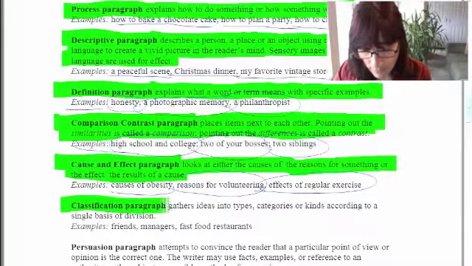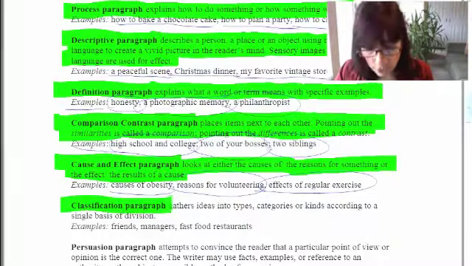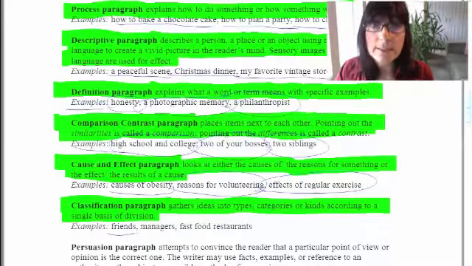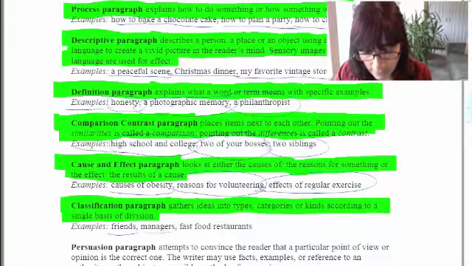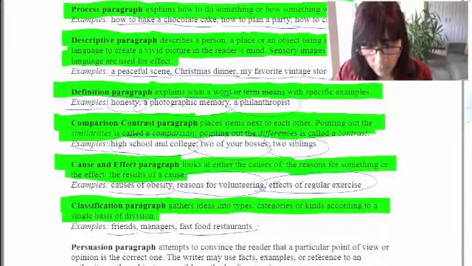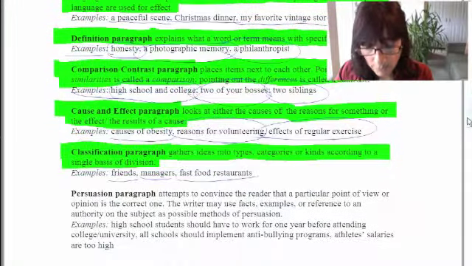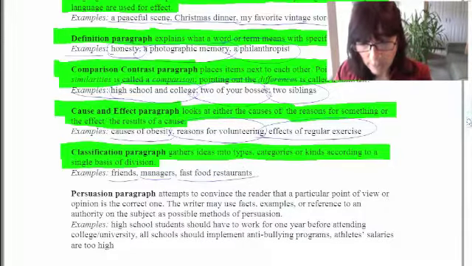Another type of paragraph is called a classification paragraph, and that gathers ideas into types, categories, or kinds according to a single basis of division. Examples: you could write a classification paragraph on friends, like categorizing different types of friends, managers, or different types of fast food restaurants. Those are just a few examples of topics for classification paragraphs.